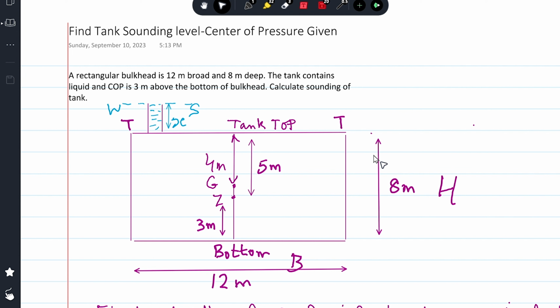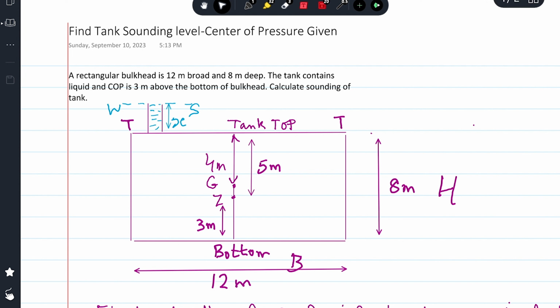Rectangular bulkhead is 12 meters broad and 8 meters deep. So this is a rectangular bulkhead which is 12 meters broad and 8 meters deep. Tank contains liquid and center of pressure is 3 meters above the bottom of bulkhead. So this is the bottom of bulkhead, and from here the letter marked Z is showing the location of center of pressure, 3 meters from bottom of bulkhead. Calculate sounding of the tank.